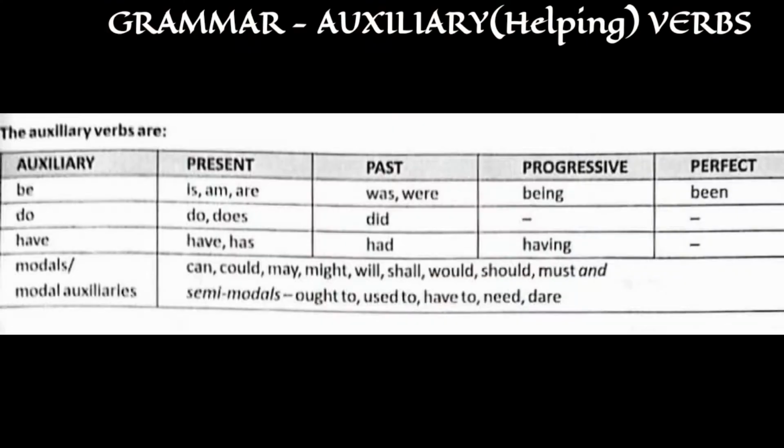Just have a look. The verb be has forms like is, am, are in the present tense, was, were in the past tense, being in the progressive, and been in the perfect tense. The forms of do are do, does in the present tense and did in the past tense. And the different forms of have are has and have in the present tense, had in the past tense, and having in the progressive or continuous tense.